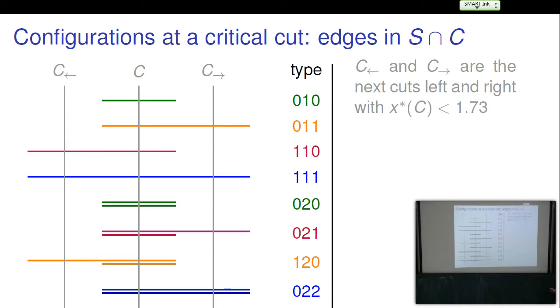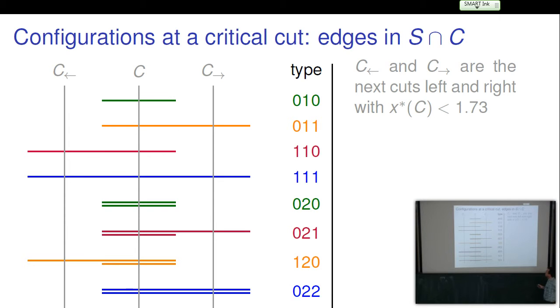Then in each row, I show certain configurations that a tree can have at this cut. So I show the intersection of a tree with this cut. For example, it could be only one edge, like here, that is not contained in the previous and not contained in the next. So it's only contained in this narrow cut among those three.